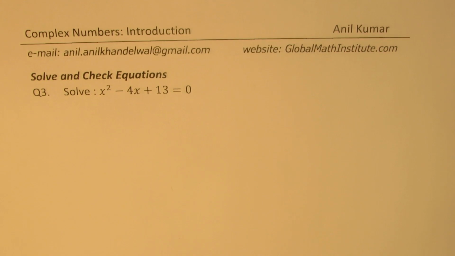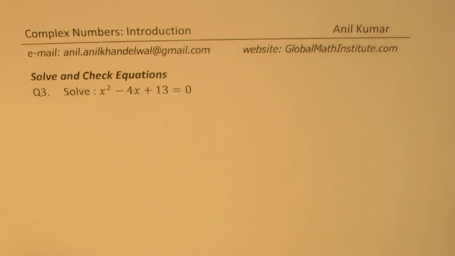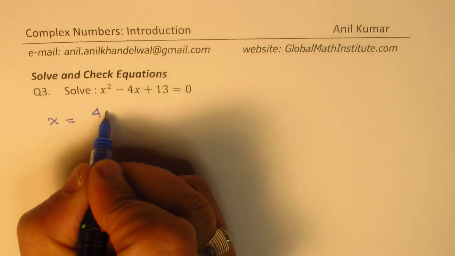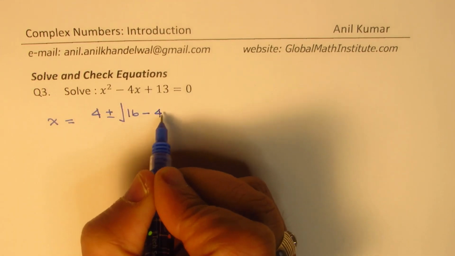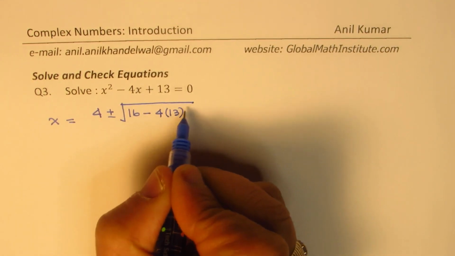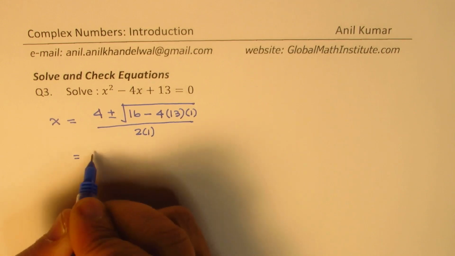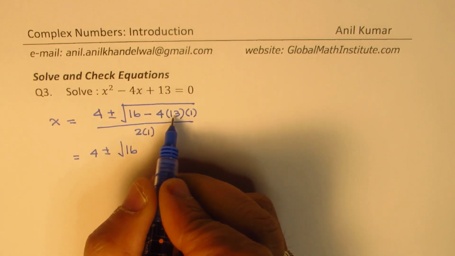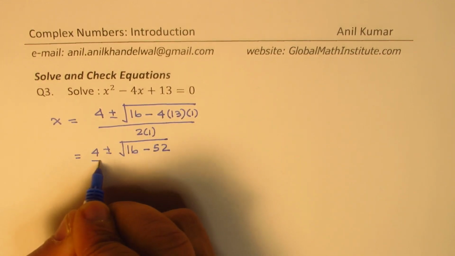So here is a practice question for you, question number 3. You need to solve this equation x squared minus 4x plus 13. Now we can solve this using the quadratic formula. So we can write this as x is equal to minus of b, which is 4, plus minus square root of this, which is 16, minus 4ac, which is 4 times 13, right? C is 1, if you want, you can write. And 2 times a, which is 2 times 1. So that gives you 4 plus minus square root of 16, and 4 times 13 is 52, divided by 2.